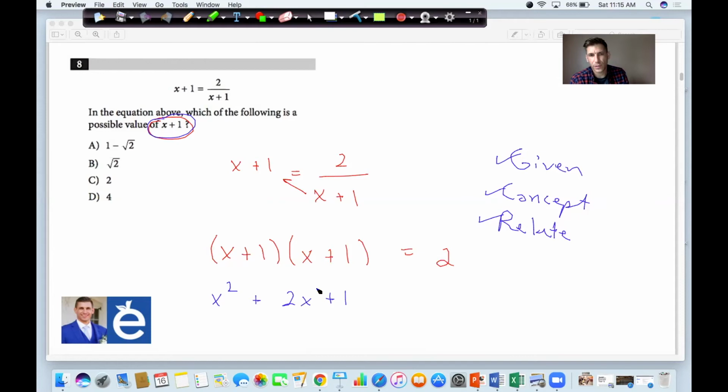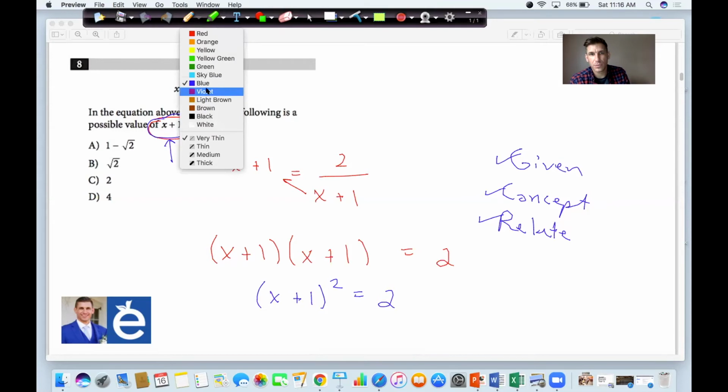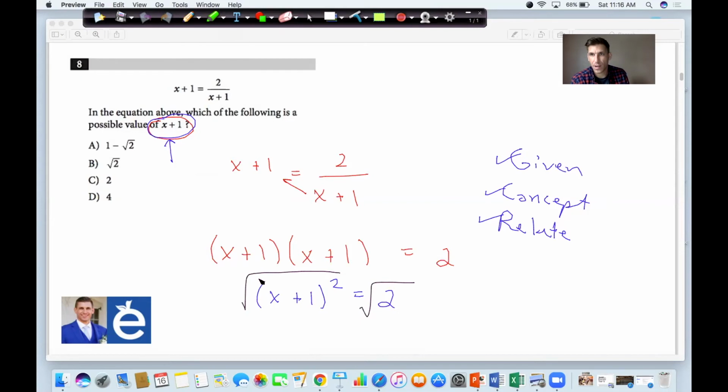So if you end up foiling it, honestly, it's not going to be the best use of your time. Instead, what you want to figure out is, hey, they're looking for x plus 1 together, not separate. So let's combine these. I have x plus 1, and now I'm going to make this squared equals 2. In order for me to remove the exponent on the outside, I'm going to take the radical of both sides, right? Now I get x plus 1 by itself, which is what I was attempting to solve in the first place. And check it out, it's just radical 2. So radical 2, B, is going to be my answer.